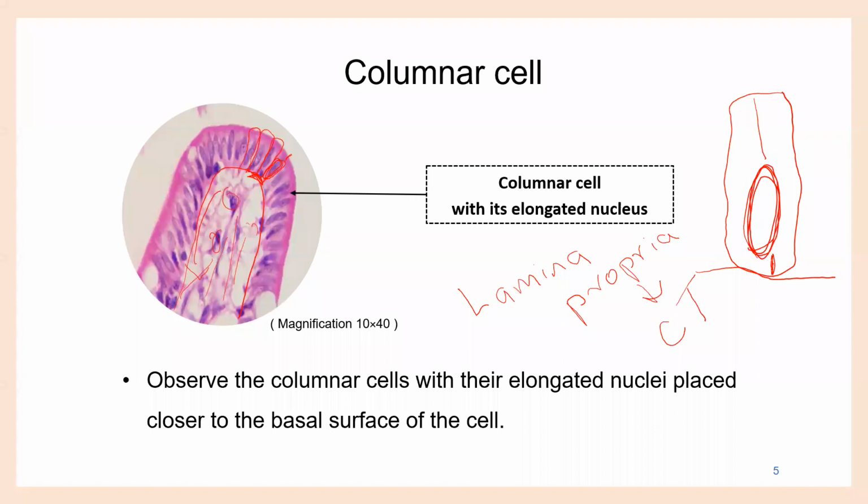Okay, so observe the columnar cells with their elongated nuclei placed closer to the basal surface of the cell, right? Here, of course, you can't see the brush border, but you would get microvilli somewhere there. In some slides, you will be able to see the microvilli, the brush border.